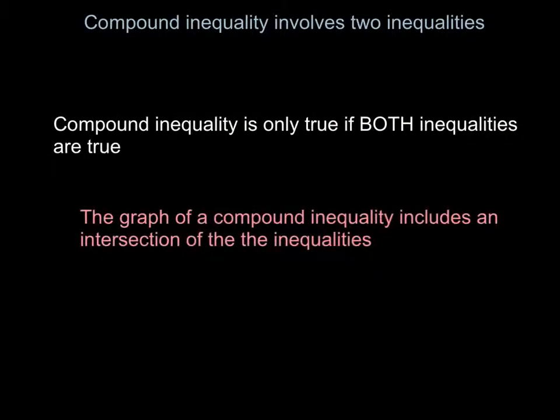Compound inequalities involve two inequalities in one statement. A compound inequality is only true if both inequalities are true. So if you have two inequalities together and one of them is false and one of them is true, then that compound inequality is not true. The graph of a compound inequality includes an intersection of the inequalities. So a compound inequality shows where the two inequalities will cross over each other.